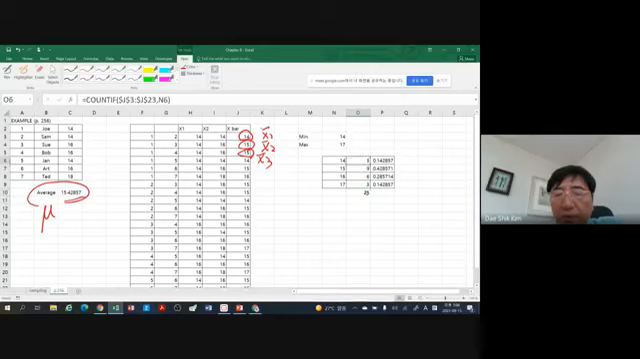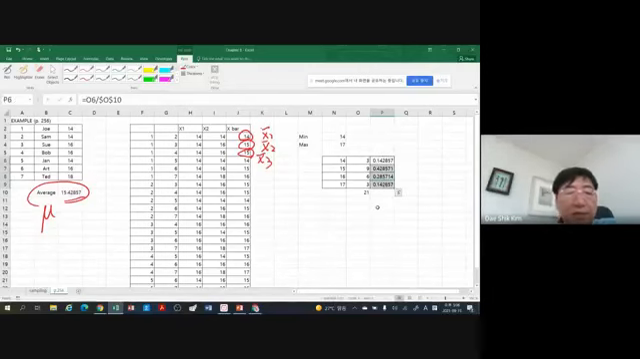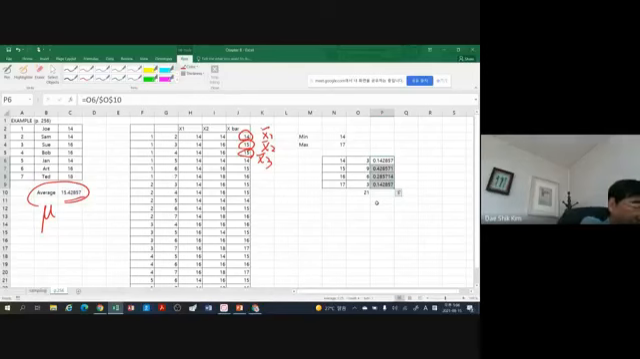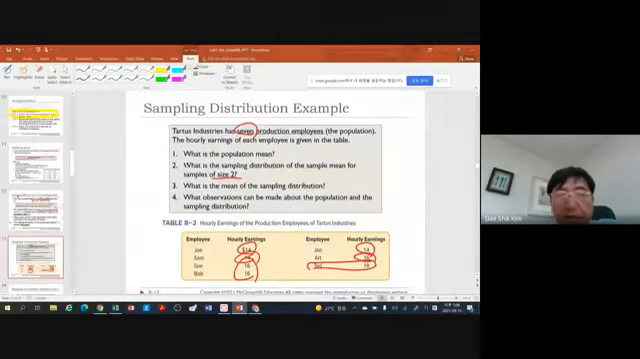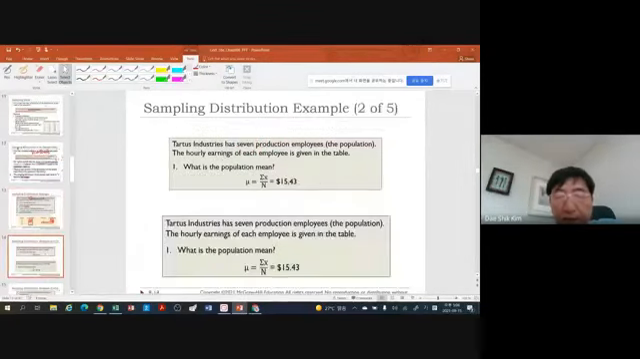3 divided by 21, just divide, and then the relative frequency is calculated. See, the sampling distribution we have calculated. I have 15.43.